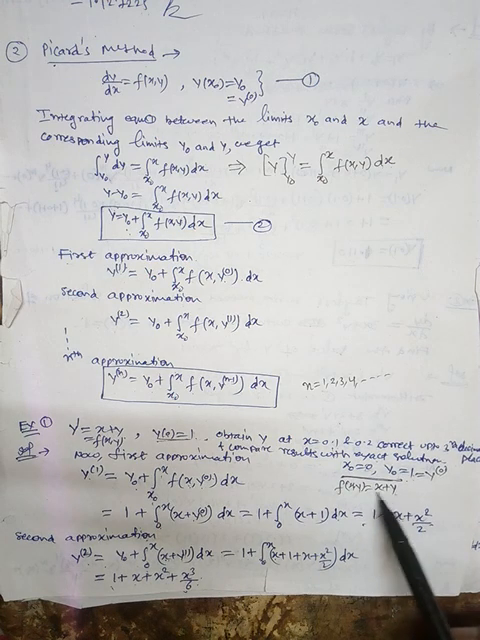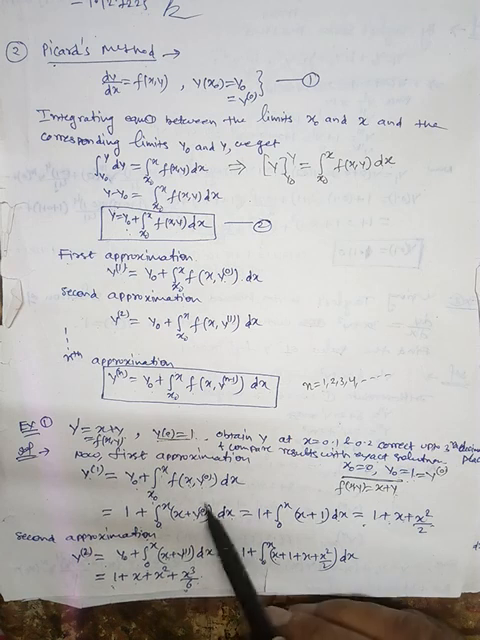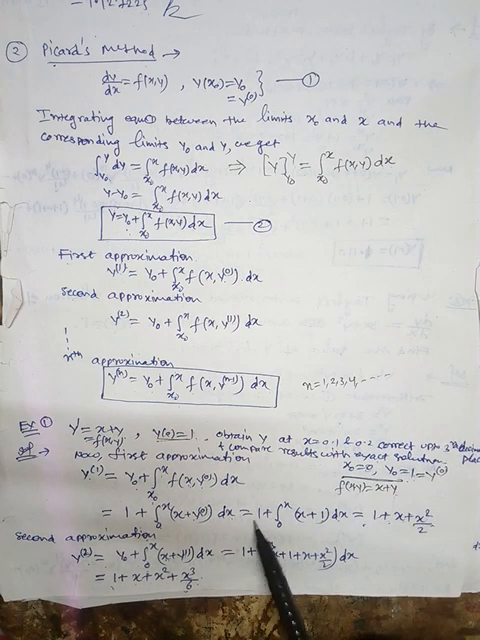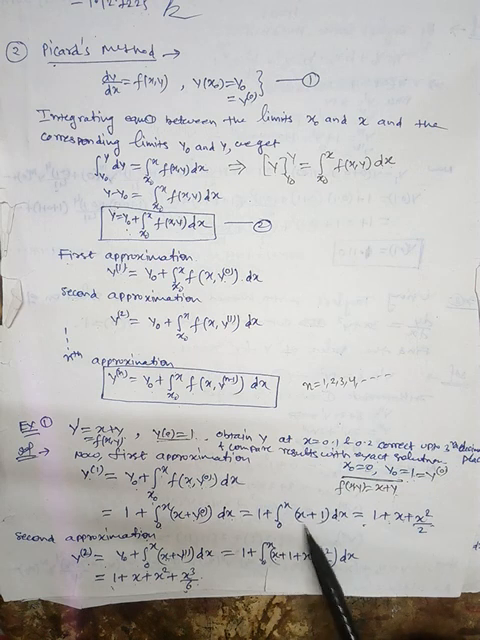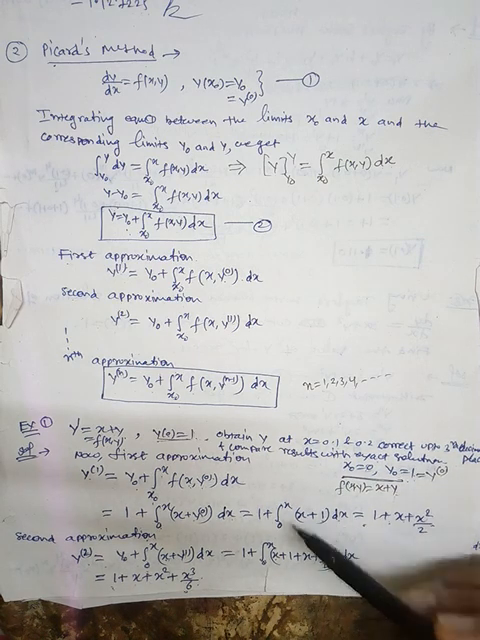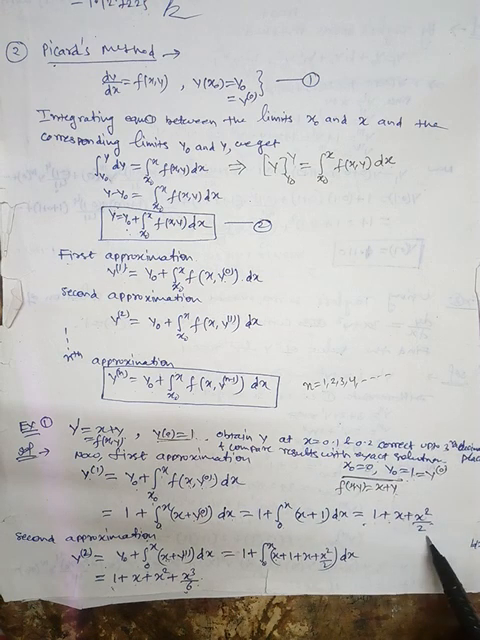So put x equal to x and y as y naught. So we get x plus y naught dx. But what is y naught? y naught is basically nothing but 1. So 1 plus the integral from 0 to x of (x plus 1) dx. Integrate with respect to x and substitute the limit 0 to x. So we get 1 plus x square by 2.